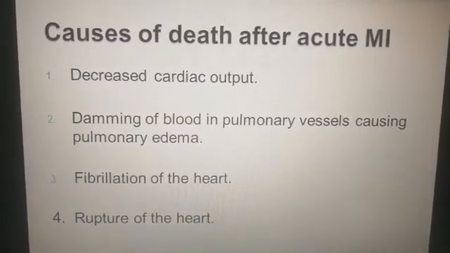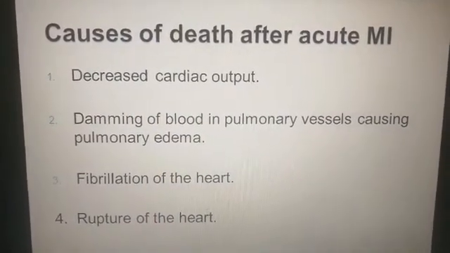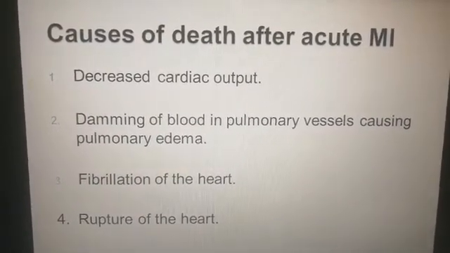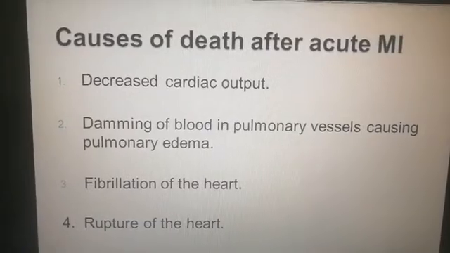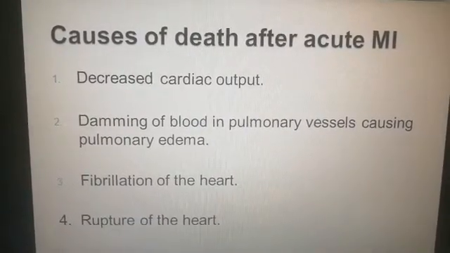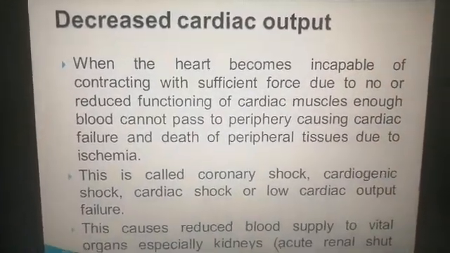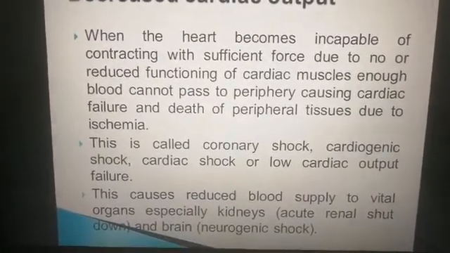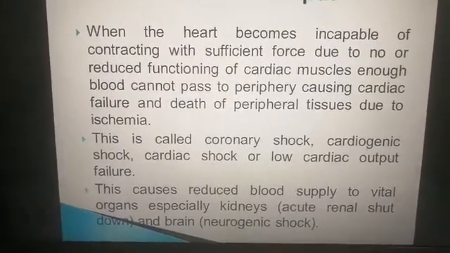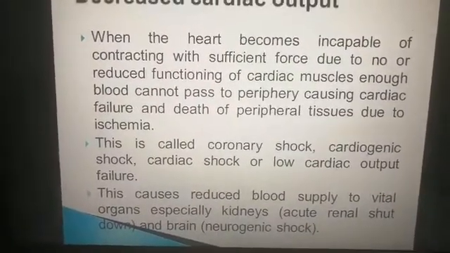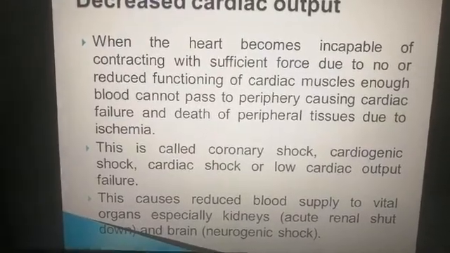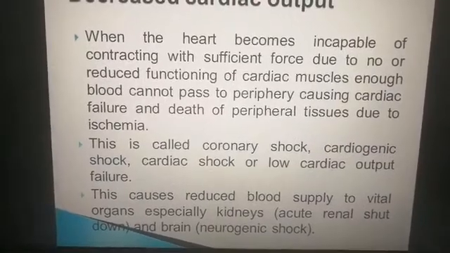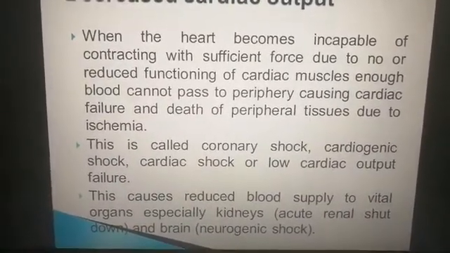The causes of death after acute MI are decreased cardiac output, damming of blood, pooling of blood in pulmonary vessels causing pulmonary edema, fibrillation of the heart, and rupture of the heart. We will discuss these causes one by one. Number one, decreased cardiac output. When the heart becomes incapable of contracting with sufficient force due to no or reduced functioning of cardiac muscles, enough blood cannot pass to the periphery, causing cardiac failure and death of peripheral tissues due to ischemia. This is called coronary shock, cardiogenic shock, cardiac shock, or low cardiac output failure.